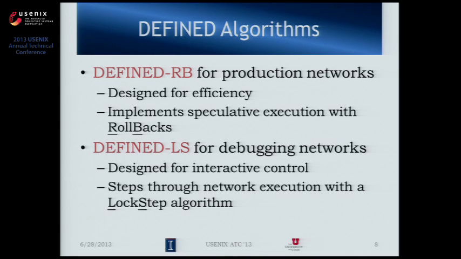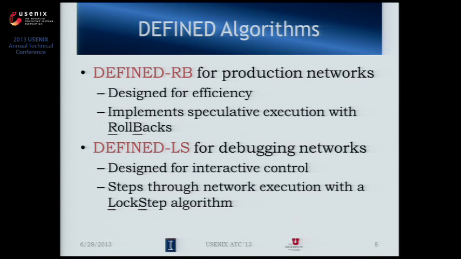To provide efficient performance in the production network and to provide interactive debugging control inside the debugging network, we introduce two different algorithms for the different environments. In the production network, we use DefineRB to efficiently record the execution of the production network. We implement speculative execution, and whenever the events don't happen according to the designated ordering and timing, we roll back the state of the network software and replay it in the correct order.